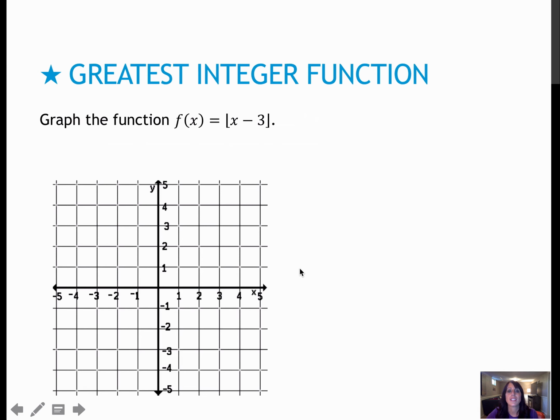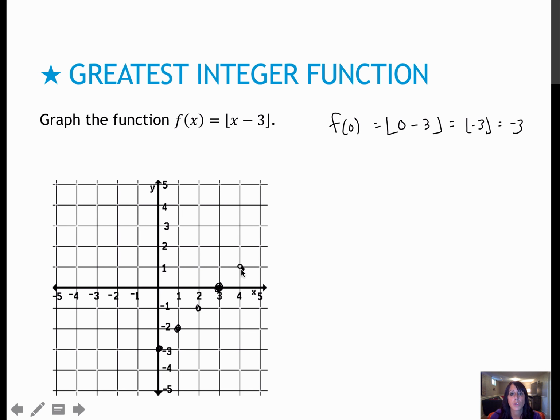Try this one. It's the same idea, but I'm subtracting 3 from it, and then I'm graphing that point. So try this one and then press play to check your work. Again, find a place to start. So let's say I plug in 0. If I find f of 0, I'm saying 0 minus 3, which is the floor function of negative 3, and I would just use negative 3. So at 0, I'm at negative 3, and then at 1, I would be at negative 2, etc.